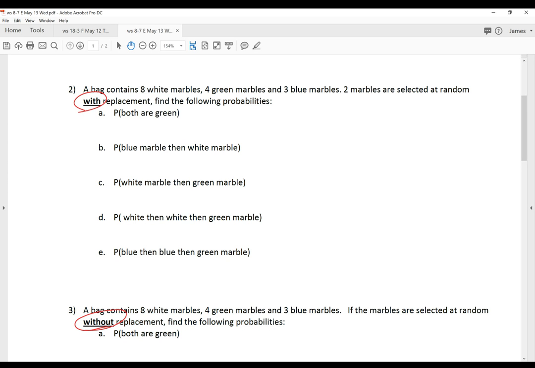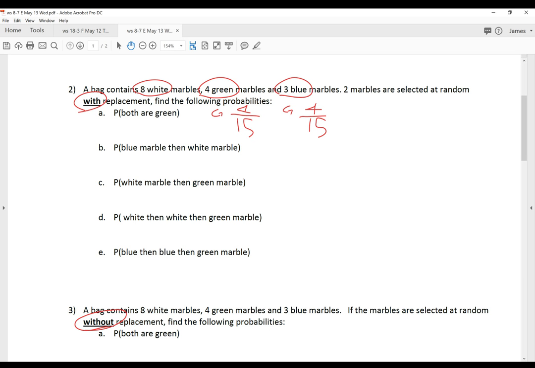Okay, so for example, let's just do A in both. What's the chance that both of them are green? Well, in number 2, there are 8 white, 4 green, and 3 blue. That's a total of 15, so you have 15 to start from. Out of 15, how many are green? There are 4 green. And then you're going to pick green again. Now you're going to replace it, which means you're going to end up with exactly the same number of marbles, 15, and exactly the same number of greens, 4.